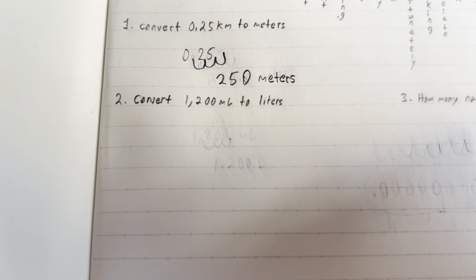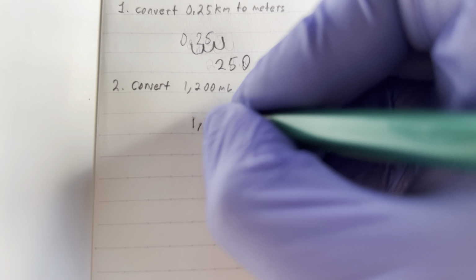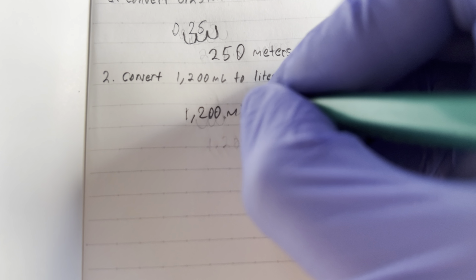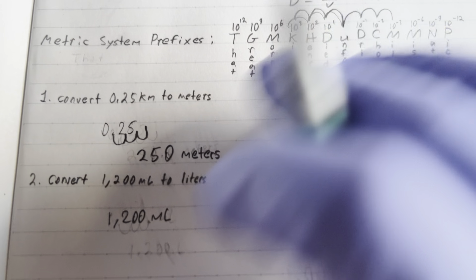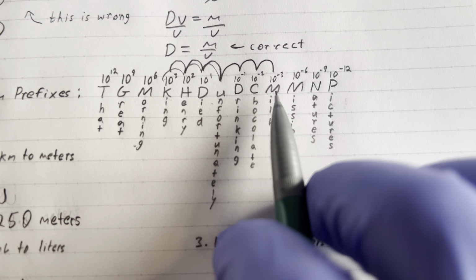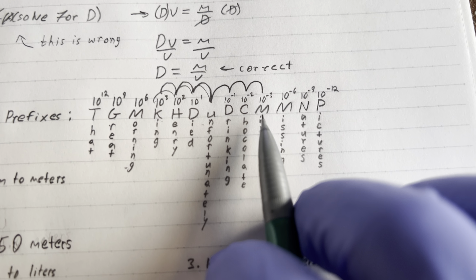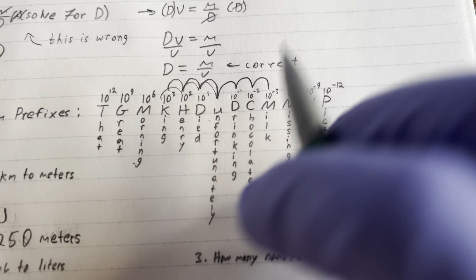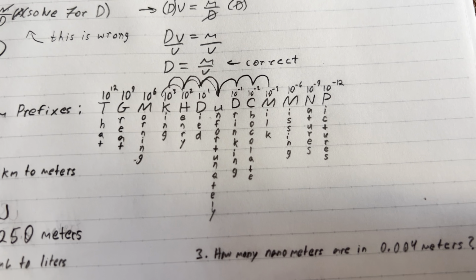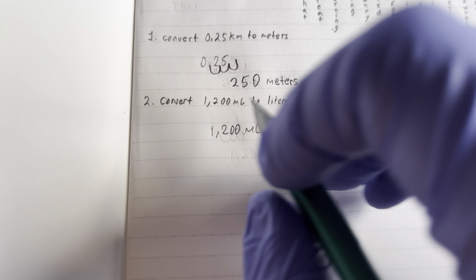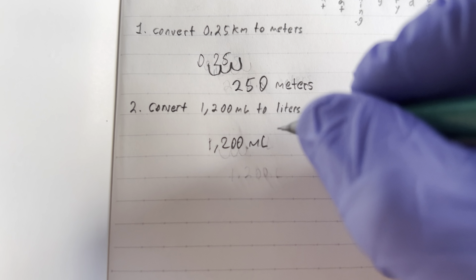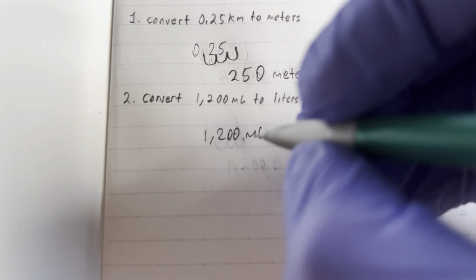Now let's move on to another one. Let's say that we have 1,200 milliliters and we want to go to liters. Well, let's find milli. Okay, so milli is on this side. And so I think it's right there. So that's 10 to the negative 3. So instead of moving to the right like we did in the first example, we're actually going to be moving to the left, because we want to go back to the base unit. That's what this question is asking. How do we go back to the base unit?